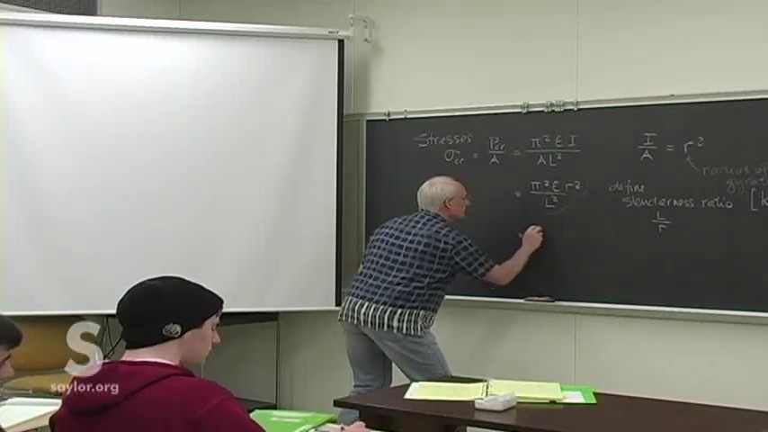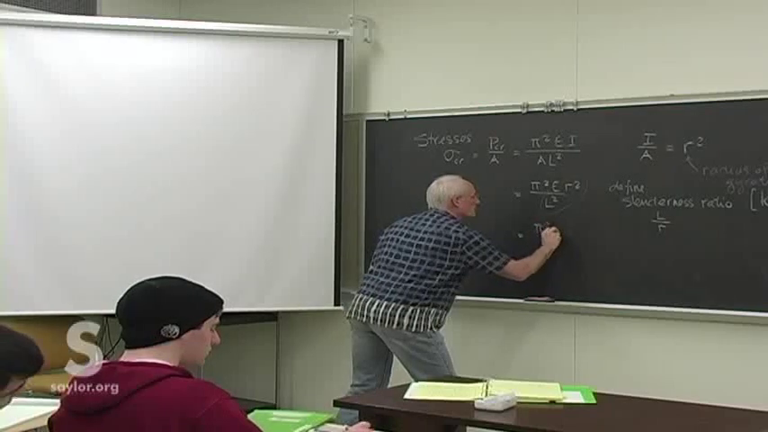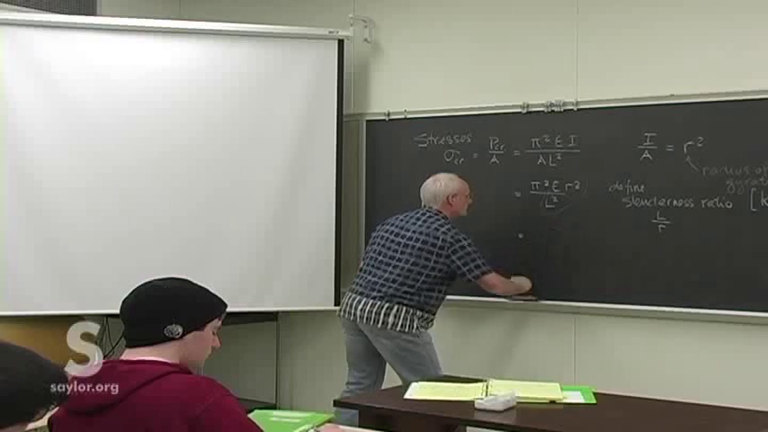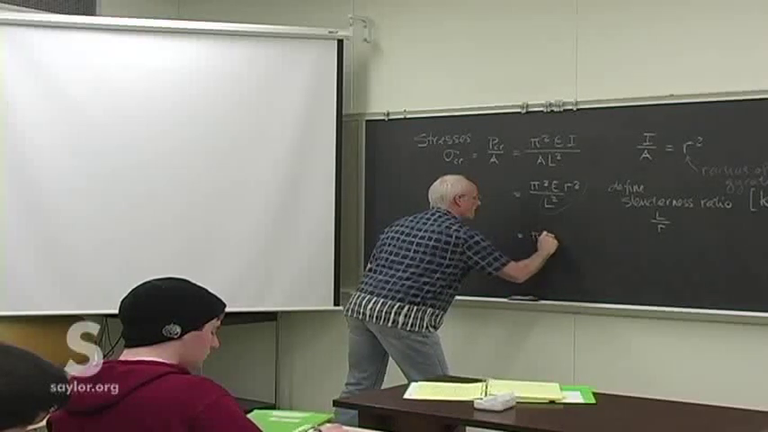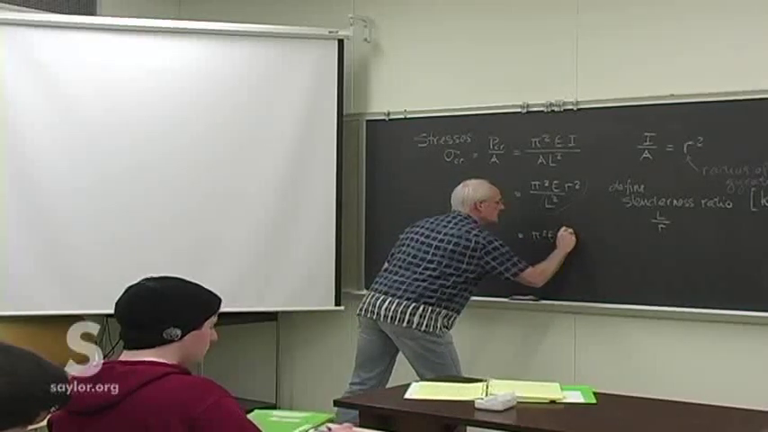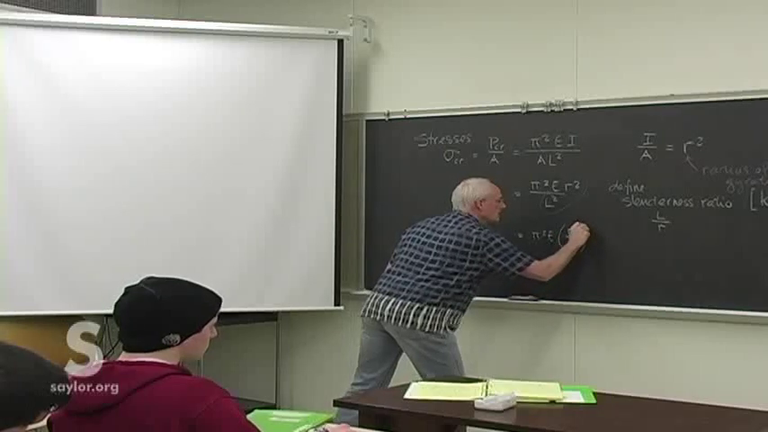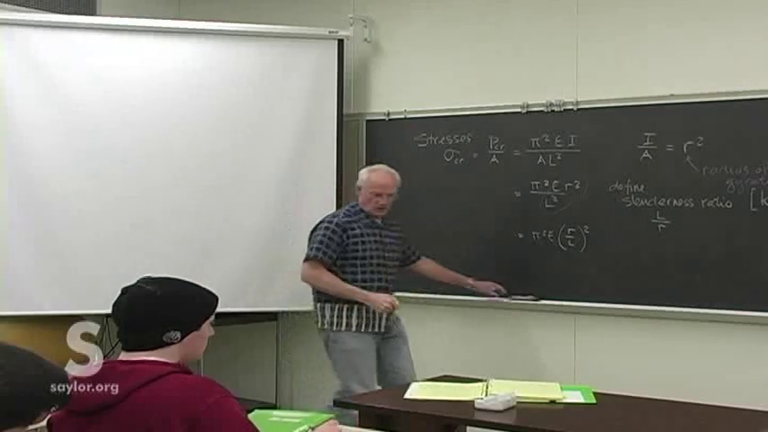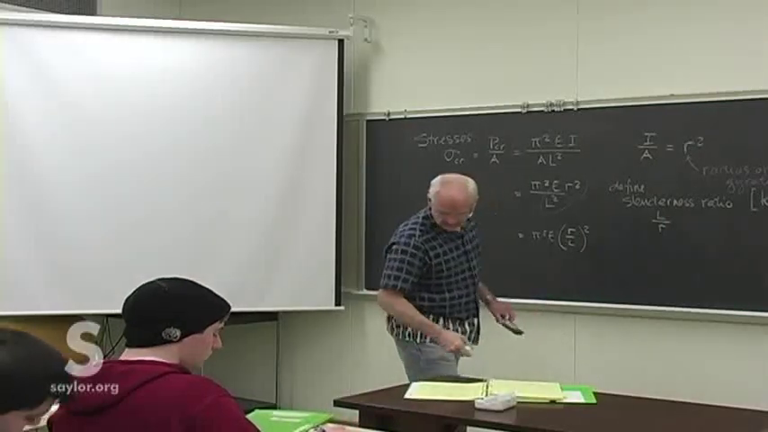So we've got then pi squared over e, times e, times the inverse square of that slenderness ratio, which has no particular symbol to it.